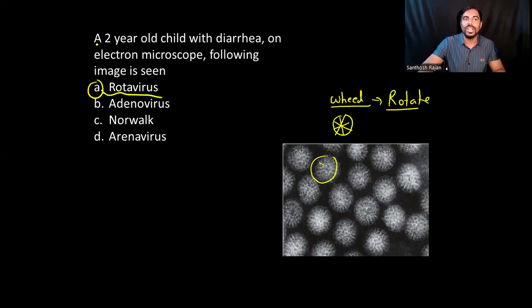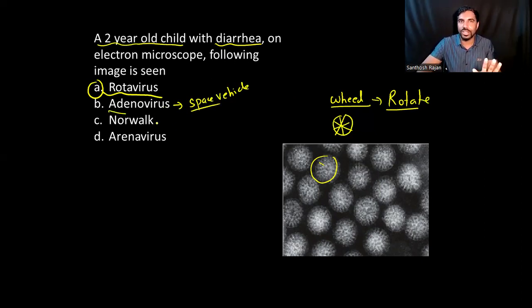Otherwise also, they give many clues for you. A 2-year-old child with diarrhea is enough to say just rotavirus. But yes, adenovirus also can cause it. But adenovirus is the space vehicle, because Adnan Sami is a very rich singer, so he has a space vehicle. Norwalk, nothing specific important here. Arena, they don't have any specific seats here. So here, the important thing is rotavirus. And of course, in mycology, there is also one cartwheel, that is paracoccidioidomycosis, which they didn't ask this time.